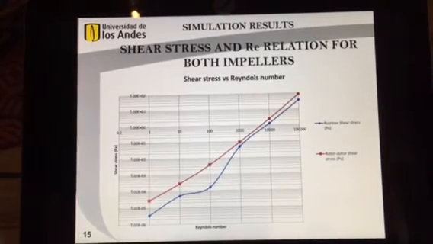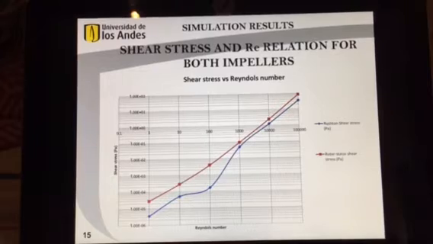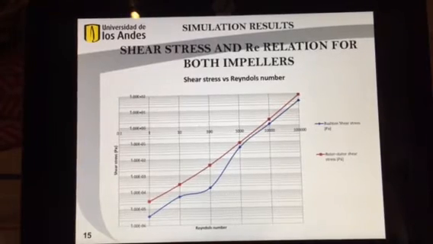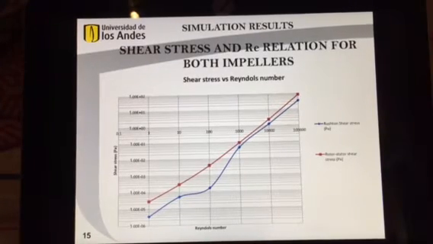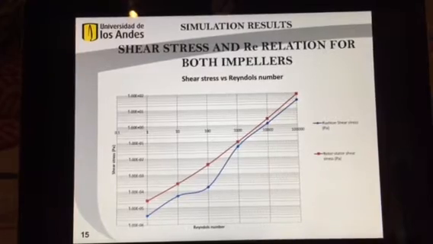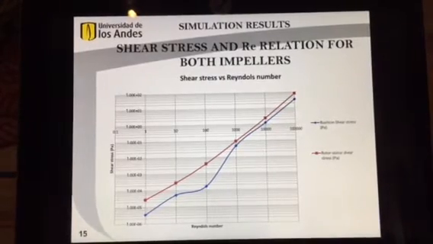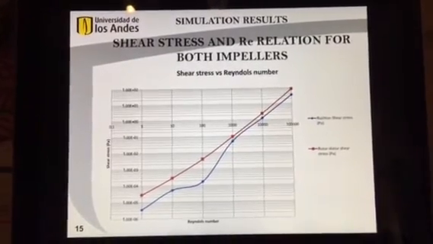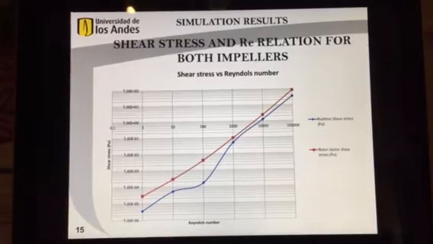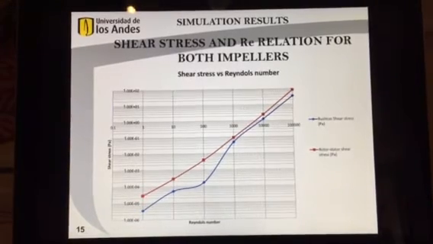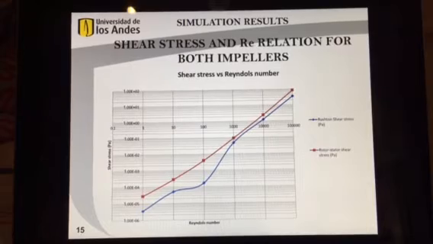Then, the curve that compares the shear stress with the Reynolds number for both impellers was obtained. Here, it can be seen that although both curves have ascending behavior with the Reynolds number, the shear stress for the rotor stator is higher than for the Rushton turbine.